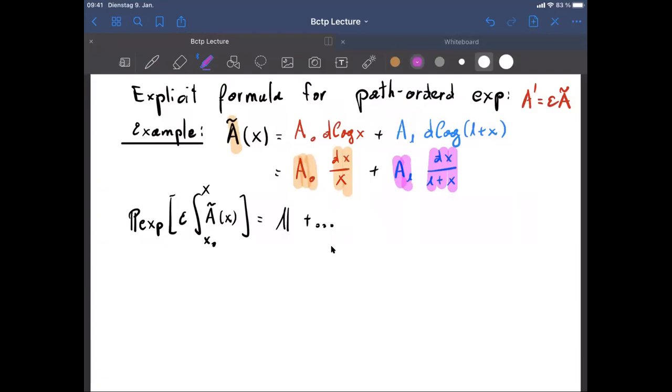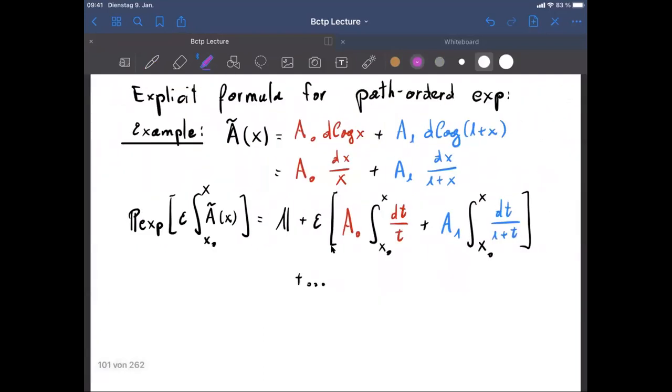And so let's expand this exponential. So we have this path-ordered exponential, this parallel transport. At leading order in epsilon, clearly it is just 1. At the next order in epsilon, well, it's just the exponent, right? It's just epsilon times the integral of A tilde. But A tilde, I know what it is. So I can now plug in A0 and A1.